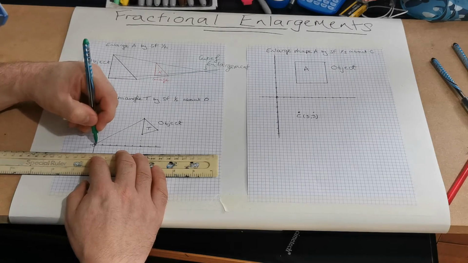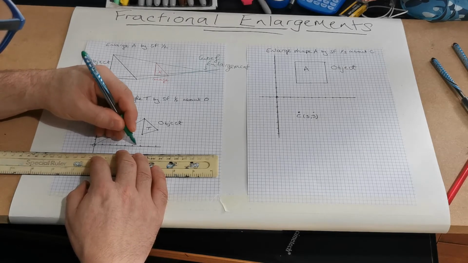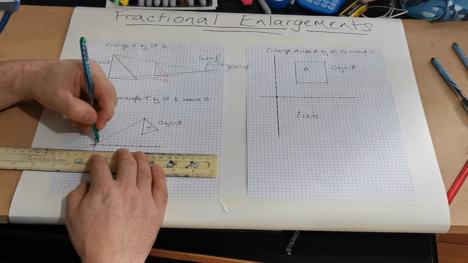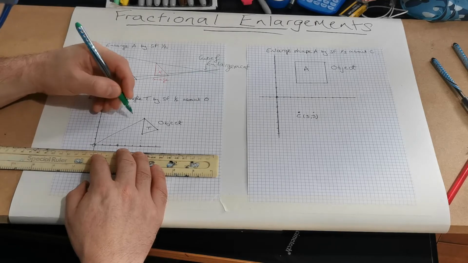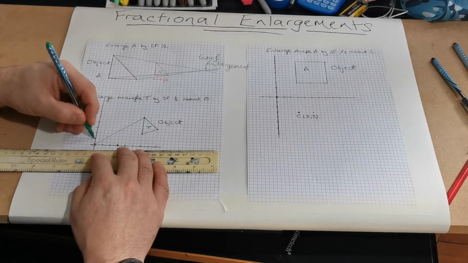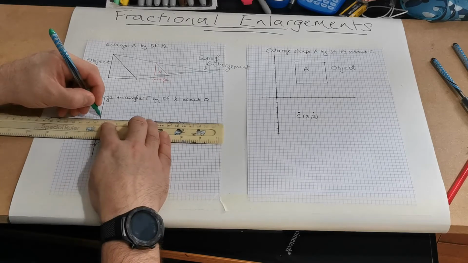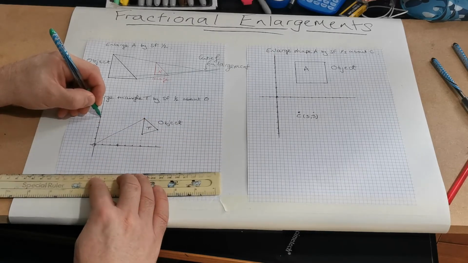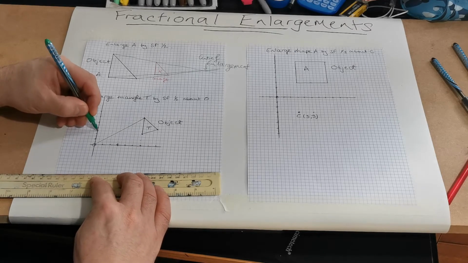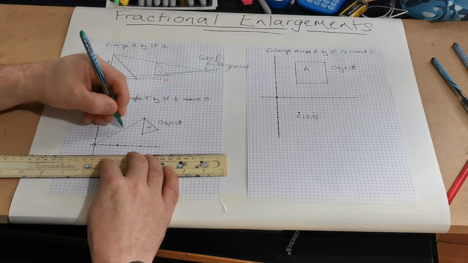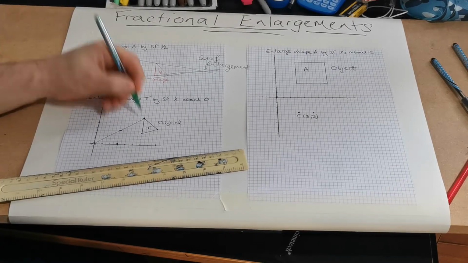Let's go into actual squares. 1, 2, 3, 4, 5, 6, 7, 8, 9, 10, 11, 12. So I need to go 6, 3, 4, 5, 6. So I know it's going to be on this line. And then up here, I've got 1, 2, 3, 4, 5, 6, 7, 8, 9, 10 to get up to there. So I need to go 5 up, half that distance. 1, 2, 3, 4, 5 to get there. So in my image, this point corresponds to there.